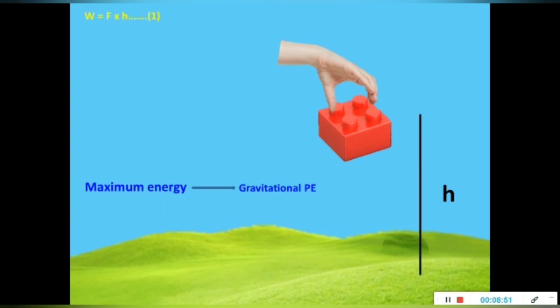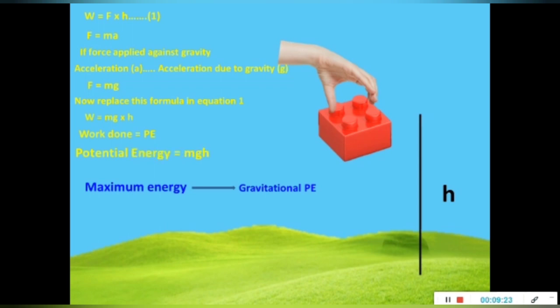W is equal to F into h. Let it be equation 1. F is equal to ma from the second law of motion. If force is applied against gravity, acceleration a will be converted into acceleration due to gravity, that is g. F is equal to mg. Now replace this in equation 1. W is equal to mg into h. Work done is equal to potential energy, that is PE. Potential energy is equal to mgh. This is nothing but the formula of potential energy.